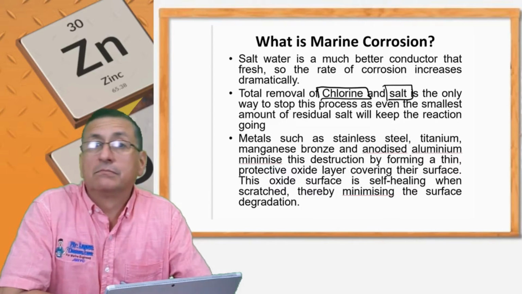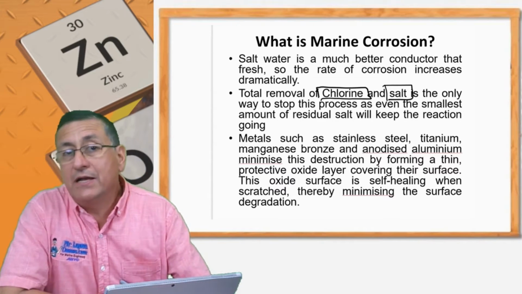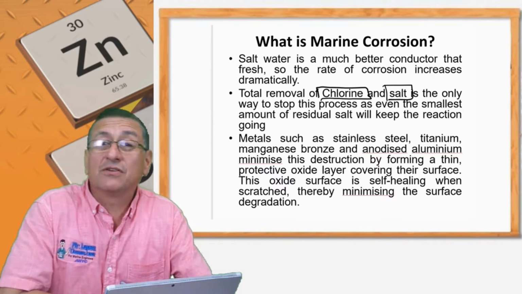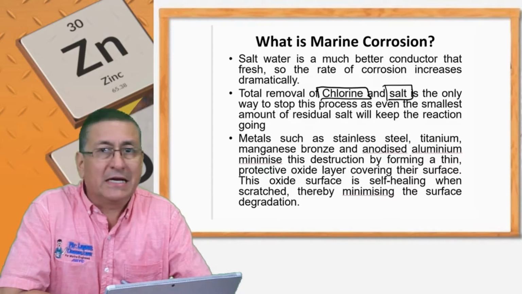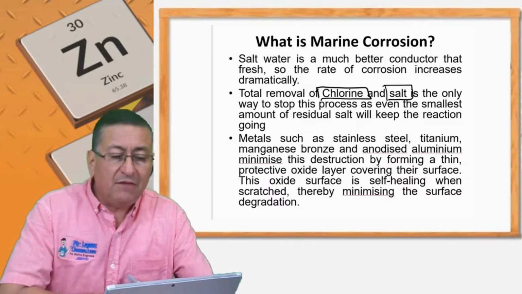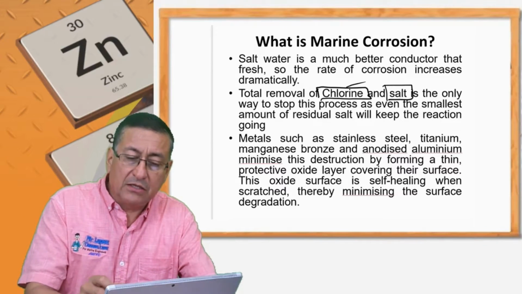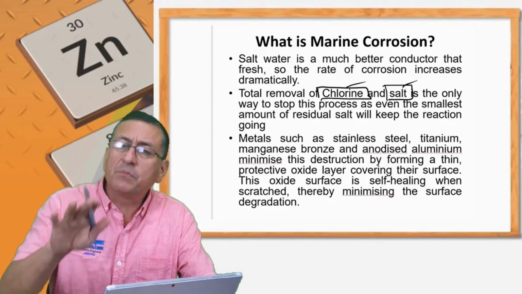At sea level, in a marine environment with a high concentration of chlorine and salt, the corrosion is accelerated. Yes, if you completely remove the chlorine, the salt, and the humidity, you stop the process.